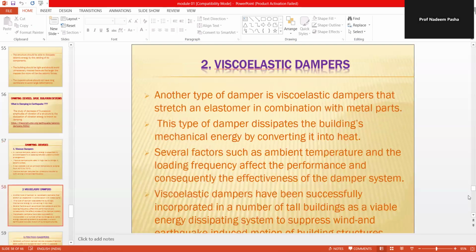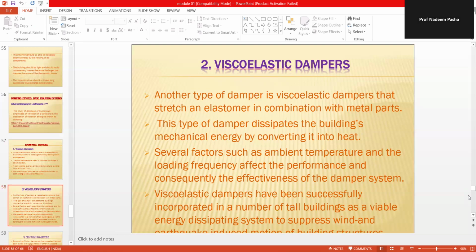Now, the second type of damper is known as the viscoelastic damper. This is a damper that stretches an elastomer in combination with metal parts. As the name itself indicates, both viscosity and elasticity are taken into consideration. As you stretch the viscoelastic damper, elasticity is produced in the damper. So it is a combination of viscosity as well as elasticity.